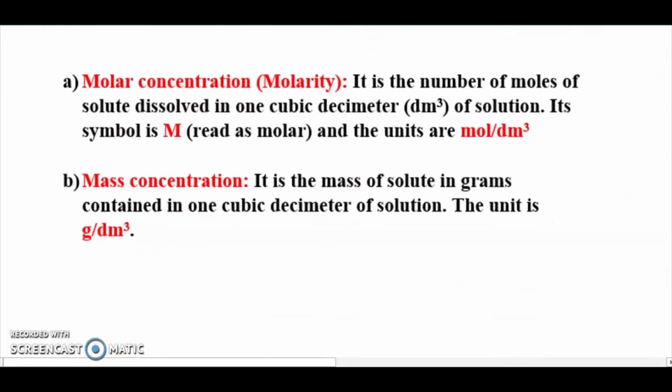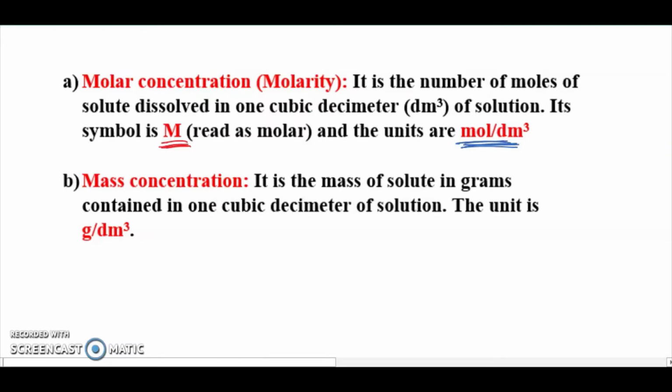So, here we go. What is the molar concentration, also known as molarity? Molar concentration is simply the number of moles of solute dissolved in 1 cubic decimeter of solution. And the symbol of molar concentration is uppercase M, and it is read as molar. What are the units of molar concentration? The units of molar concentration are mole per dm cube.